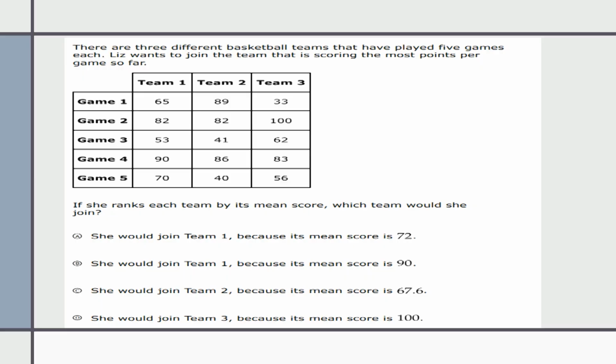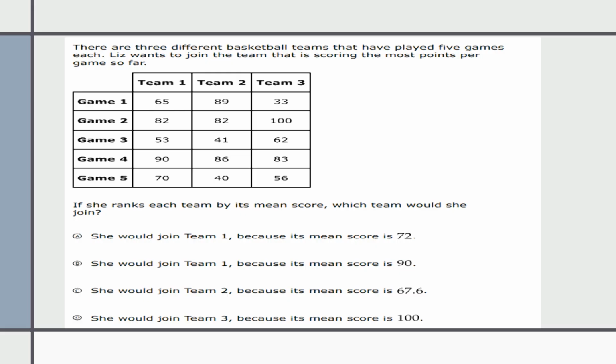Let's look at Liz. There are 3 different basketball teams that have played 5 games each. Liz wants to join the team that is scoring the most points per game so far. If she ranks each team by its mean score, which team would she join?